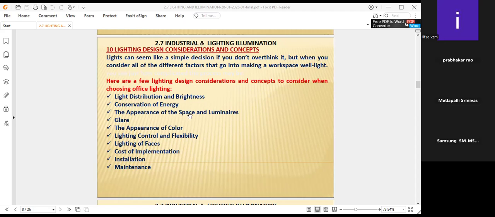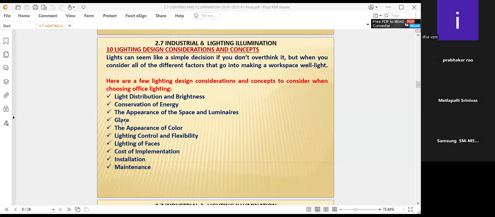The appearance of the space and luminaires also. How the appearance will be taken care of in the office rooms. If you select colored light, whether sufficient distribution is there, or whether it is attractive, or whether plain white light is enough. But we have to see the appearance of the space, the space availability, and luminaires. Luminaires means whether the brightness or the lighting intensity is distributed to all the corners in a similar way or not. We have to see that also at this point.